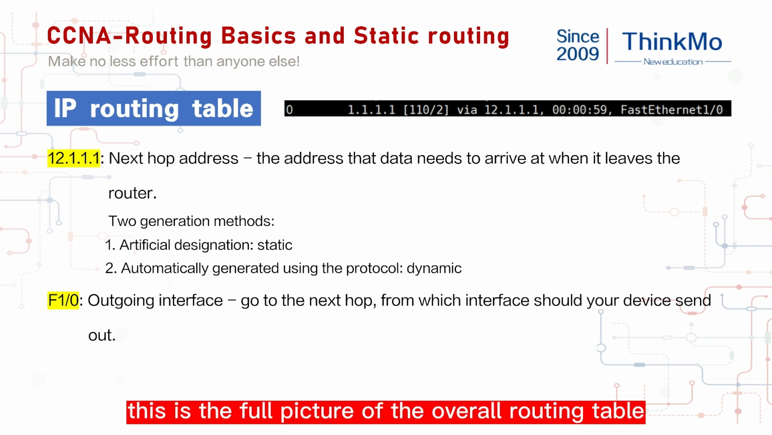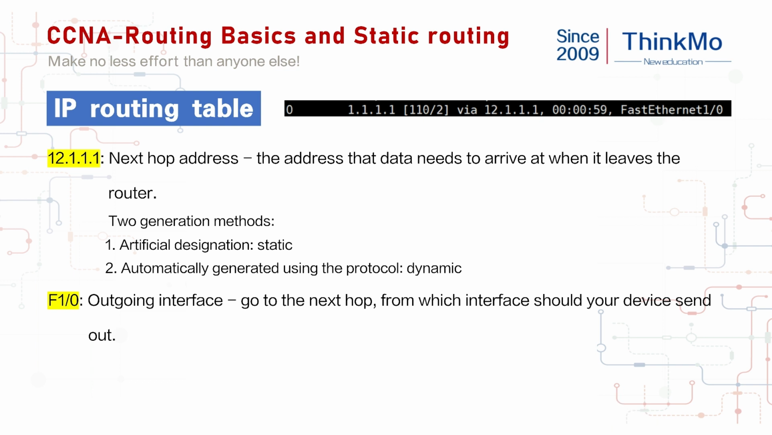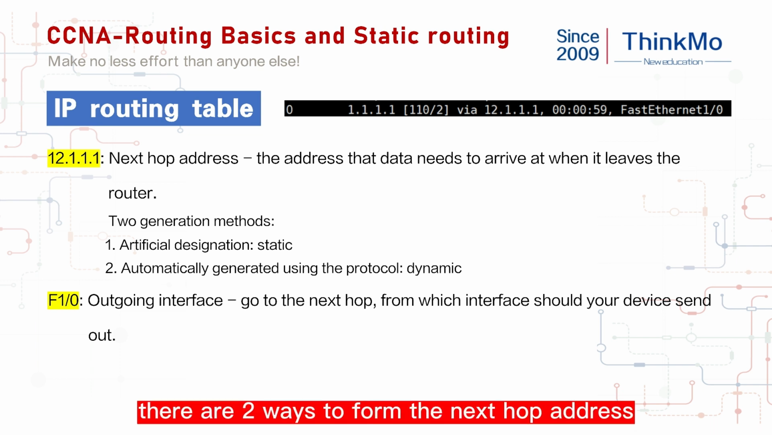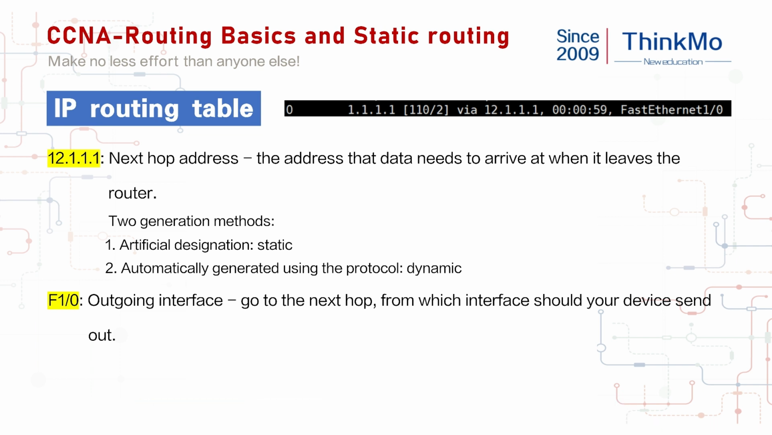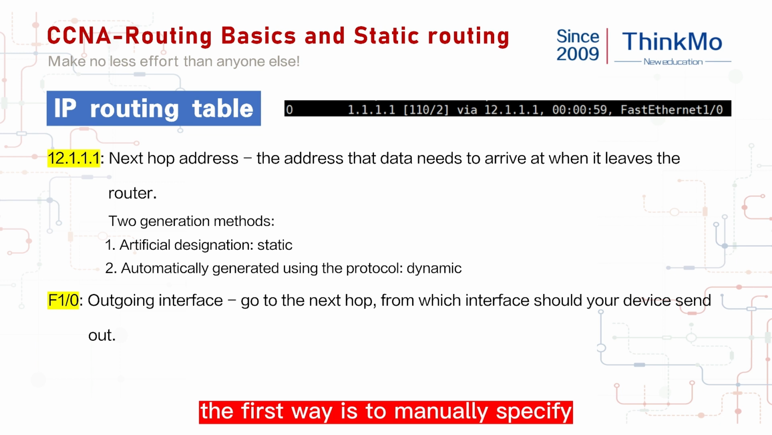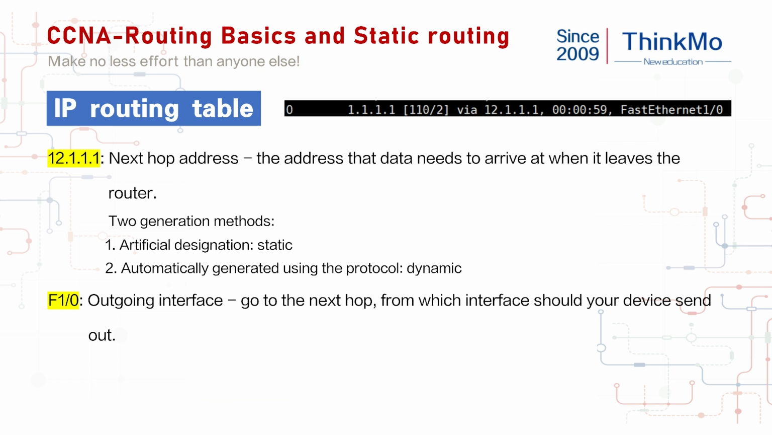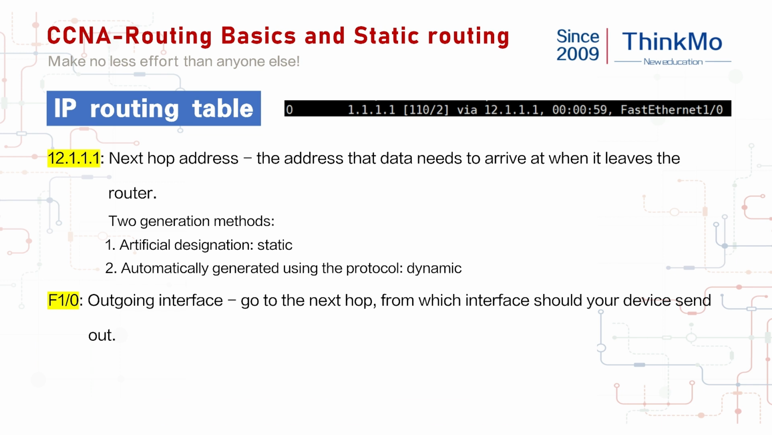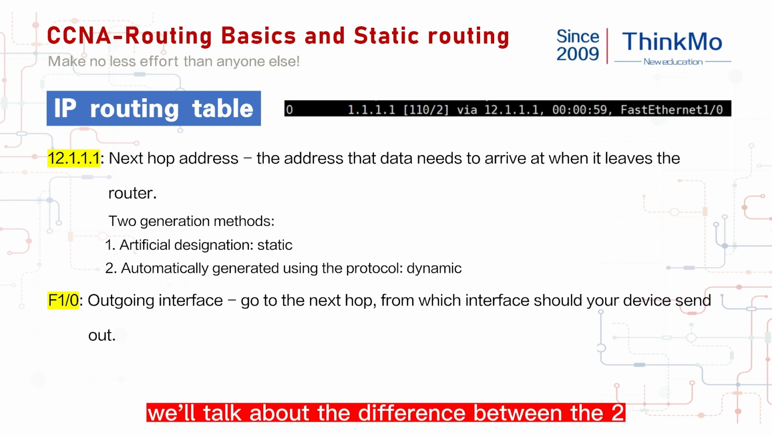This is the full picture of the overall routing table. I'll make a supplement for you. There are two ways to form the next hop address. The first way is to manually specify. This method is called static routing. We will learn dynamic routing later. That is, we can use a protocol to automatically generate the next hop. This is called dynamic. We'll talk about the difference between the two.